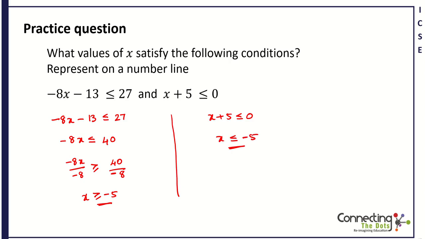So one says x has to be greater than or equal to negative 5, and the other says x has to be less than or equal to negative 5. So what are the values of x that satisfy both inequations? There's only one value, and that is x equal to negative 5. Because x equal to negative 5 satisfies this inequation as well as this one.